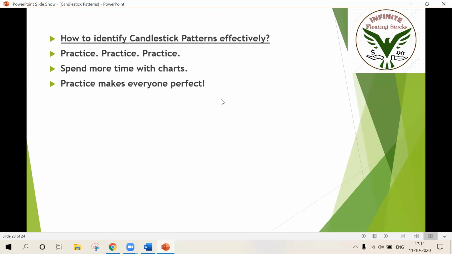I like this quote very much. So guys, please practice, practice, practice. Spend more time with the charts so that you will identify all these things very easily. Practice makes everyone perfect. So stick to that and work hard.